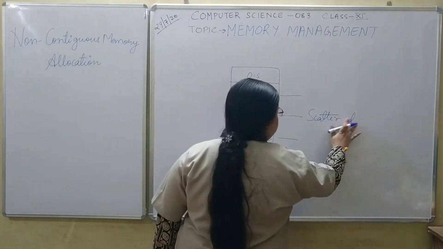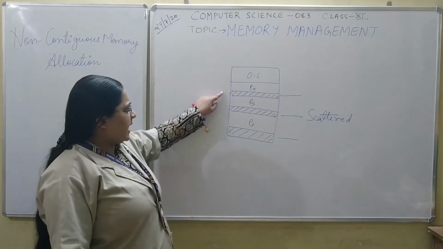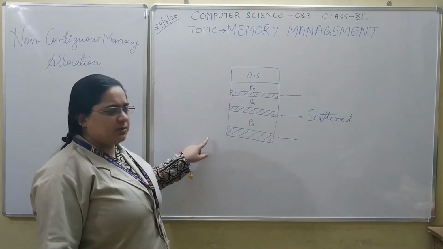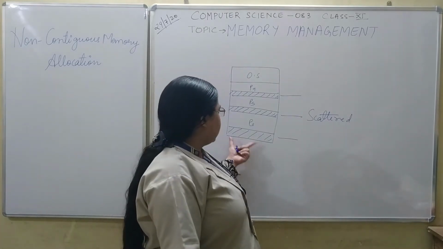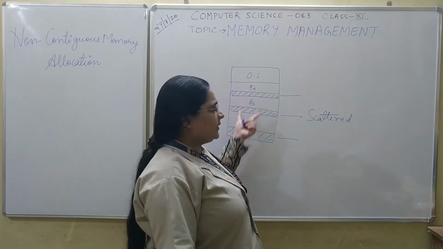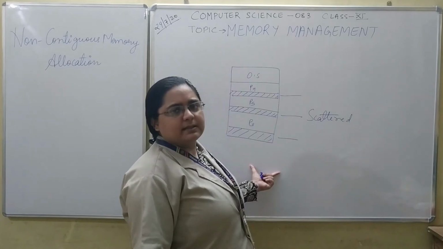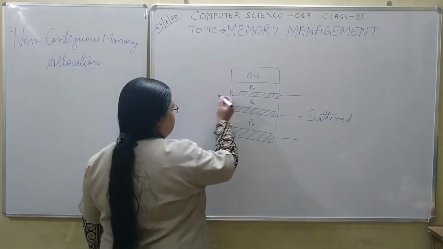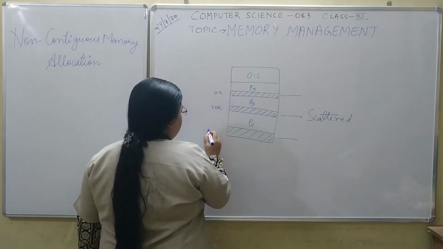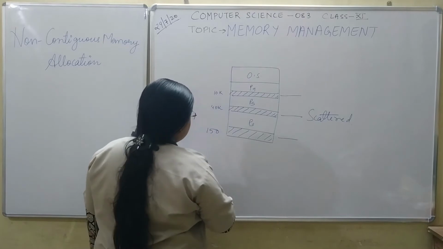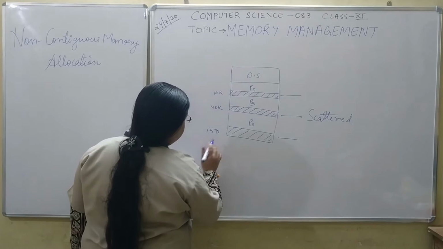Because they are scattered, you cannot allocate this free memory to any process, even if that process size is equal to or less than the combined sizes of these free memory. Why? Because this memory is scattered. Suppose we have some 10K over here, some 40K over here, and some 150K over here. So you will get a total of 200K.